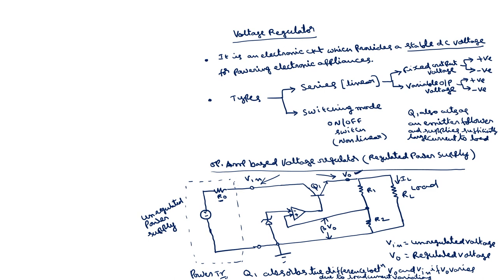Coming to the operation of this regulated power supply, a part of the output will be sampled, beta into V naught, where beta is given by the voltage divider expression R2 by R1 plus R2. The voltage across this will be V naught into R2 by R1 plus R2. So beta V naught, beta will be R2 by R1 plus R2. Now this will be fed back to the terminal of the operational amplifier, which will act as the error amplifier. The output of this one is V naught dash. The second input of this operational amplifier will be connected to the Zener diode, which supplies a reference voltage.